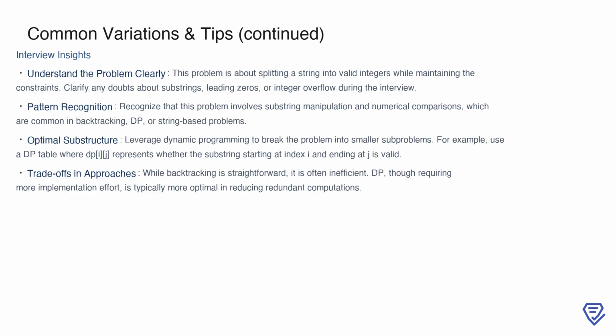Recognize that this problem involves substring manipulation and numerical comparisons, which are common patterns in backtracking, dynamic programming, and other string-based problems. To simplify the problem, break it down into smaller subproblems. For instance, you can use a dynamic programming table where each entry indicates whether a specific substring is valid. This helps structure the solution efficiently. It's also important to weigh the trade-offs between different approaches. While backtracking may be easier to implement, it often results in inefficiencies. Dynamic programming, though requiring more effort to set up, usually reduces redundant computations and is more optimal for larger inputs.